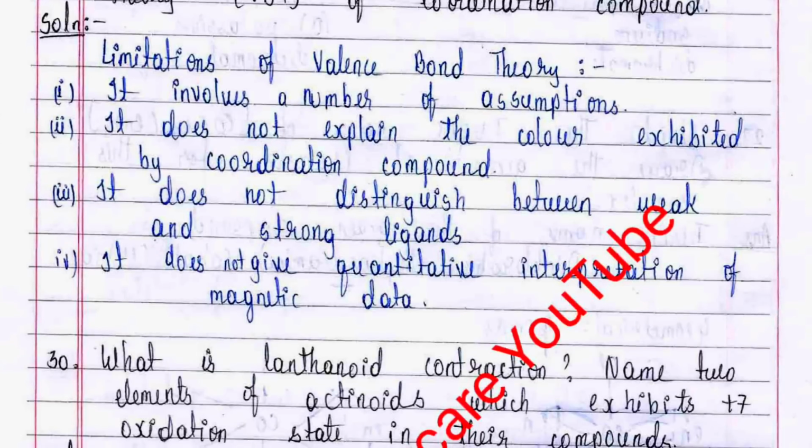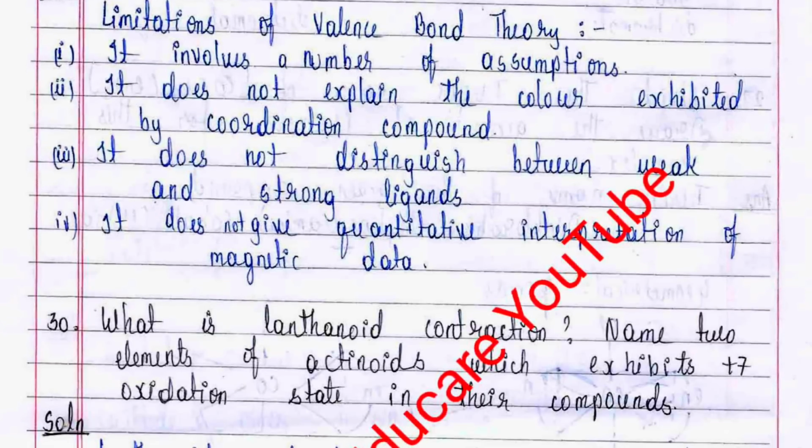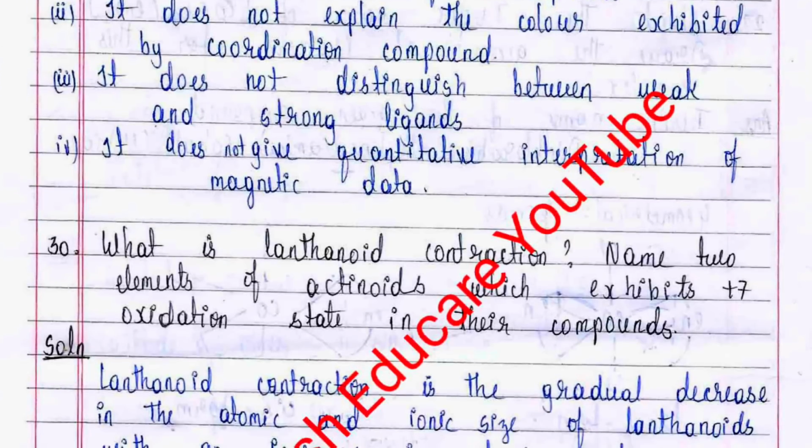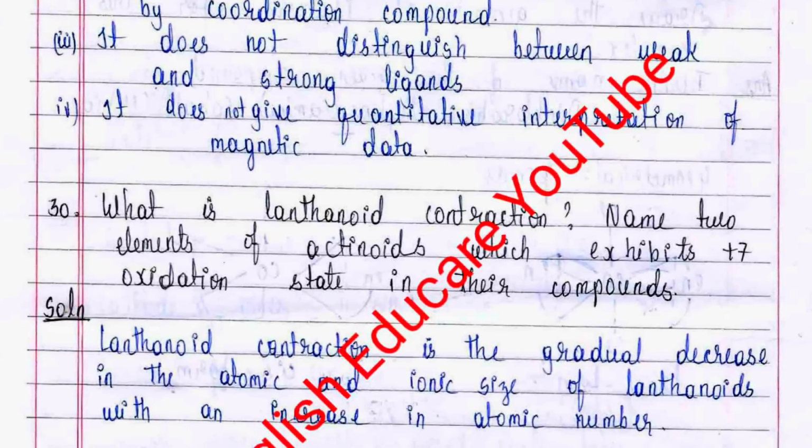What is lanthanoid contraction? Name two elements of actinoids which exhibit +7 oxidation state in their compounds, and the answer is below.